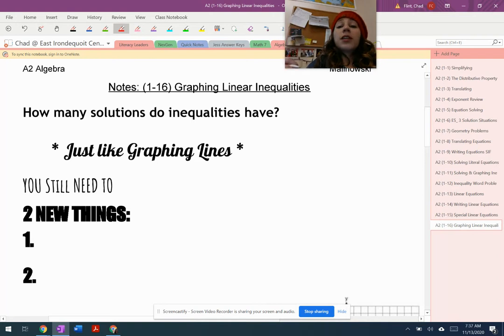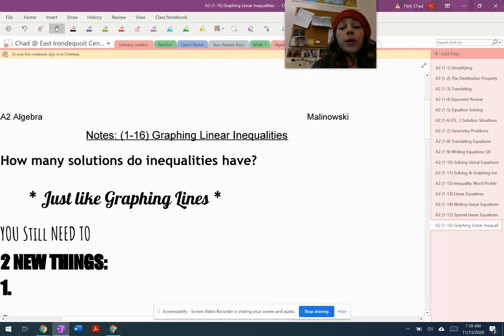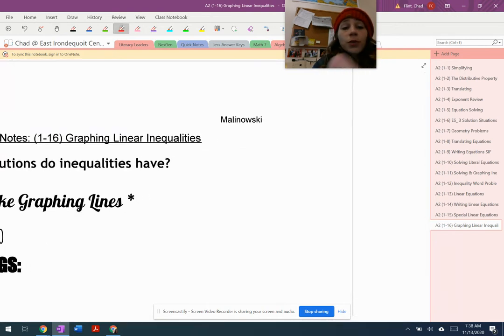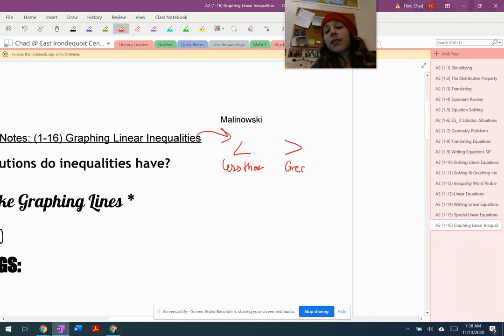So graphing linear inequalities. Remember, when I'm talking about inequalities, those inequalities are swoopity: less than makes the L, greater than, and then you have your or equal to's.